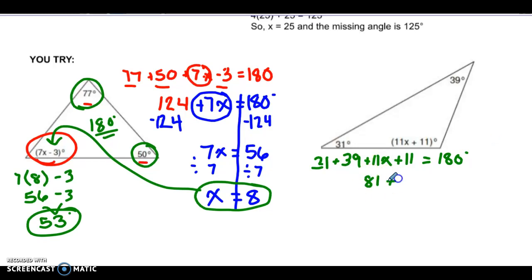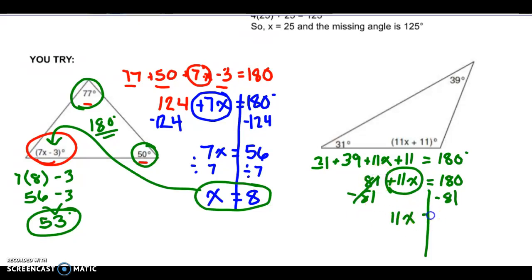And then, of course, my 11x just gets to come right down, and all of that needs to continue to equal 180 degrees. So as I start to solve my equation, I'm going to circle that piece with my x and get rid of my 81 first by subtracting. That's going to leave me with 11x on this side, because my 81s will go away. And 180 minus 81 gets me 99. And nicely, we would divide both sides by 11, and we get that x equals 9. 99 divided by 11 gets me 9.